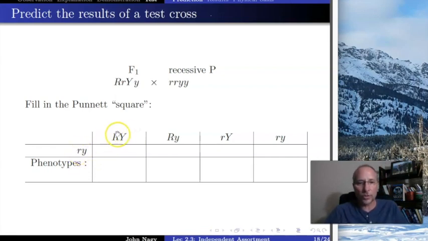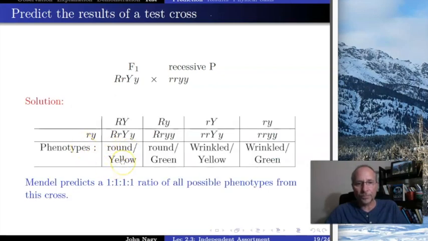For example, this is the sperm and this is the egg. This sperm fertilizes it, gets big R, big Y, little y. Big R, little r makes it round. Big Y, little y makes it yellow. So that would be round yellow. Okay, in this case then, what would be this?